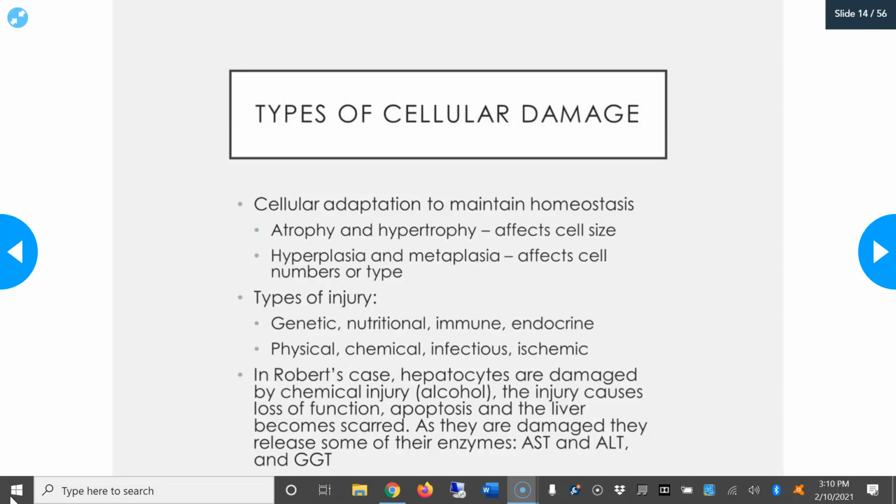So in Robert's case, the hepatocytes are damaged by chemical injury, caused by alcohol. It's a toxin. The injury causes a loss of function, apoptosis of the cells, and the liver becomes scarred, which then leads to cirrhosis, and then loss of function in the liver. As they are damaged, they release some of their enzymes, which are AST, ALT, and GGT.